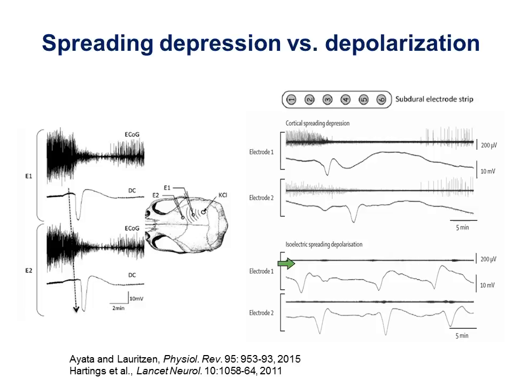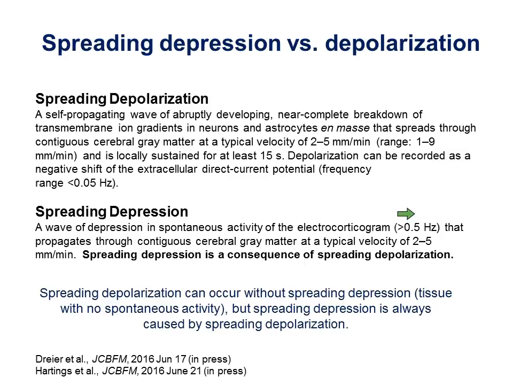So depolarizations are the more general phenomenon. And we can define the two events. I won't read through these definitions, but you can look them up here in the papers that are referenced. But again, the bottom line is that spreading depolarization can occur without spreading depression in tissue that's already electrically silent. But spreading depression is always caused by spreading depolarization. So depolarization is the more general phenomenon, and it's also the mechanism that causes the injury to tissue. So that's really the focus of our discussion.